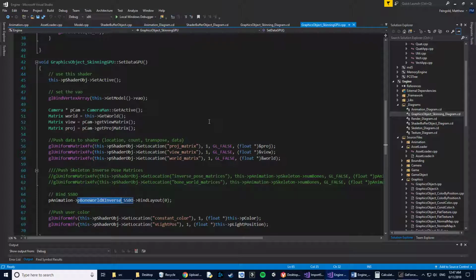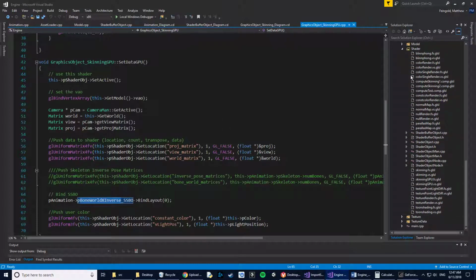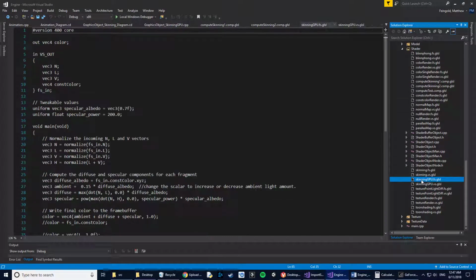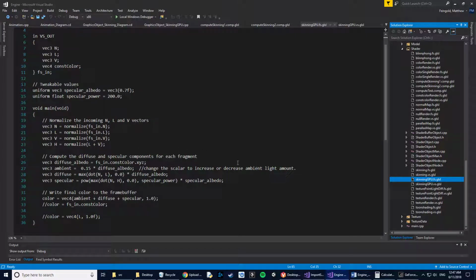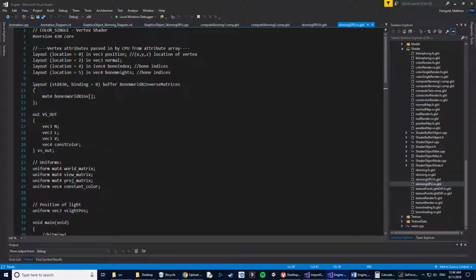You can take a look at my shaders in my project on Perforce. They're here. I have compute skinning 1 and 2, and I have my skinning GPU vertex shader and fragment shader. The fragment shader was just basically the fragment shader for Blinn-Phong lighting. It doesn't really change much from doing skinning on the CPU or anything else special. The vertex shader is really where the magic happens, where you're taking the inverse here from the SSBO.